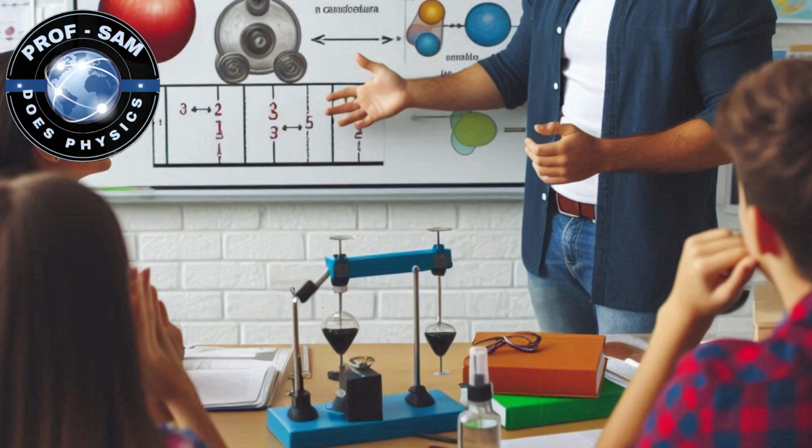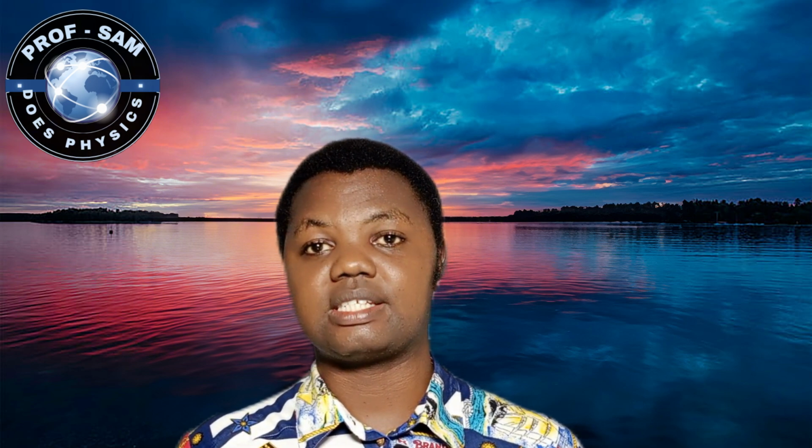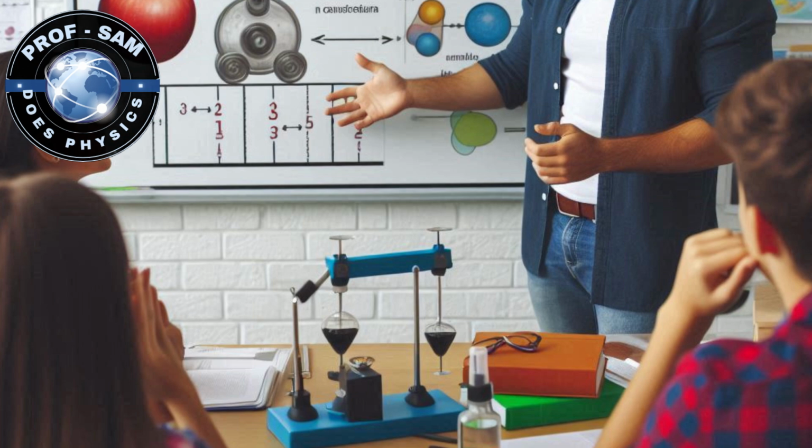Number six, mass is measured using an electronic or a beam balance. And of course, a beam balance operates on the principle of moments. But weight can be measured using a Newton meter or a spring balance. And of course, a spring balance operates on the principle of Hooke's law.